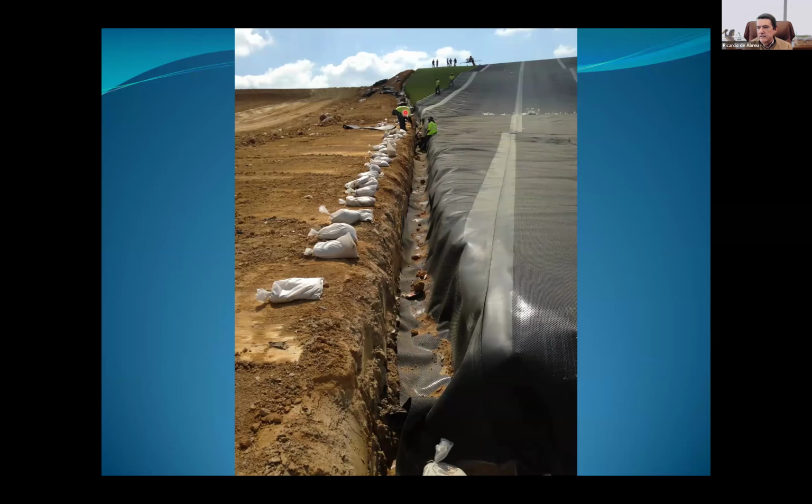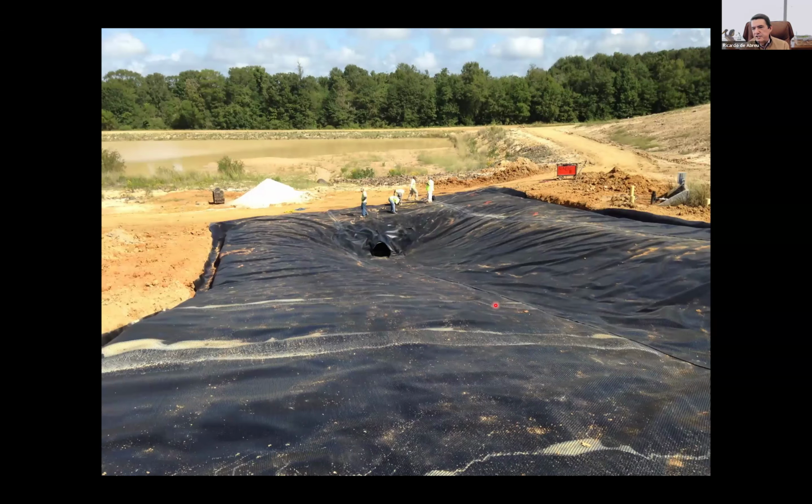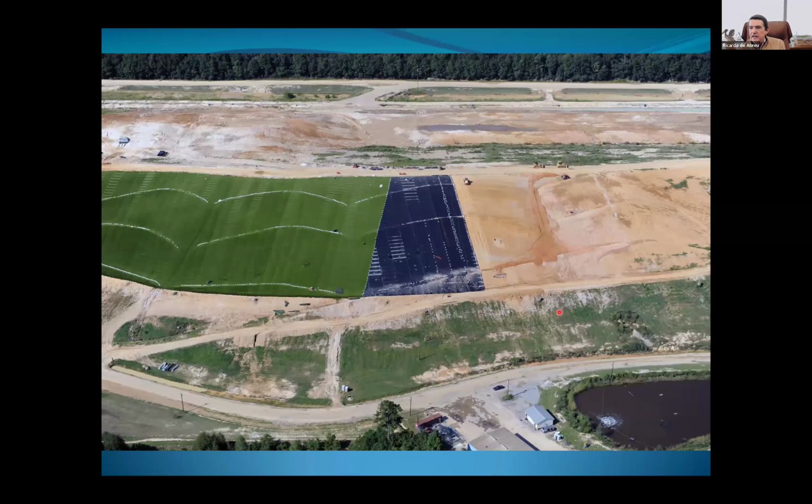Here is a detail of the anchor trench at the bottom, stormwater drainage system. And this is an aerial picture of, you see here the double LDPE. So there was a crew that was doing the double LDPE and another crew that came behind and installed the turf.